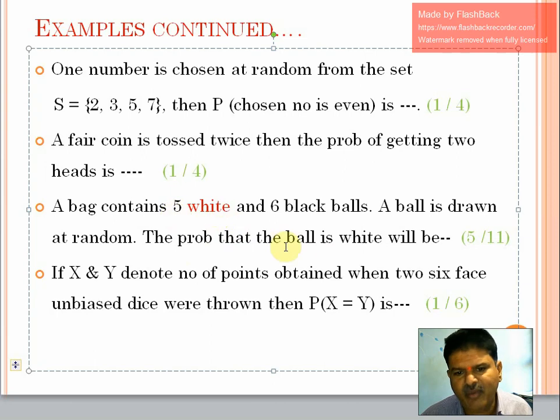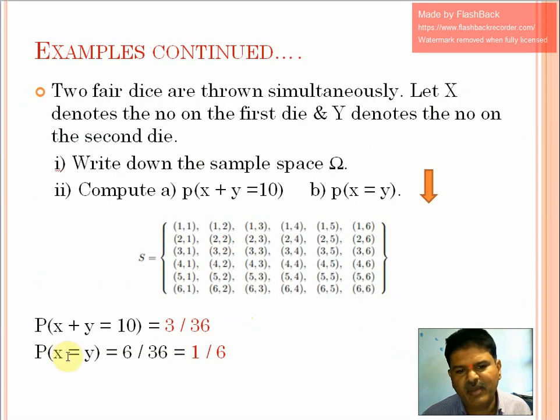So therefore the probability that the ball is white is 5 divided by 11. And take this example. If x and y denote the number of points obtained when 2 six-faced unbiased dice were thrown, then the probability of x equal to y. We have taken this example previously. So the probability of x equal to y becomes 1 by 6.